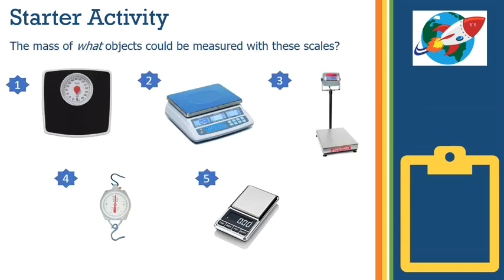Let's do another part of the starter activity similar to the first part we've just done. I'd like you to think about the mass of what kind of objects could be measured with these scales. So for example, number 1, we talked about these as an example of a bathroom scale. So what or who could you measure with these kinds of scales?